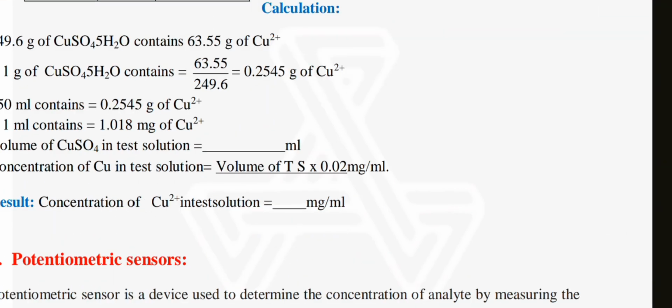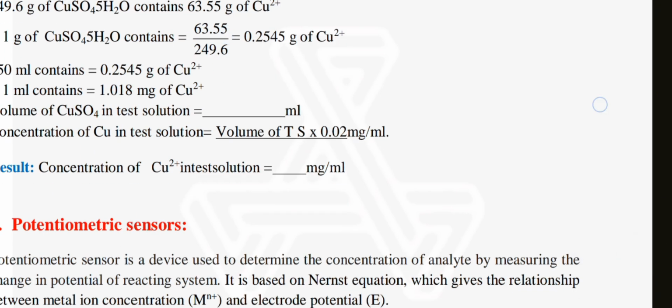249.6 grams of CuSO4·5H2O contains 63.55 grams of Cu2+, and so 1 gram of CuSO4·5H2O contains 0.2545 gram of Cu2+. So if you calculate, you will get the concentration of Cu2+ in the solution.